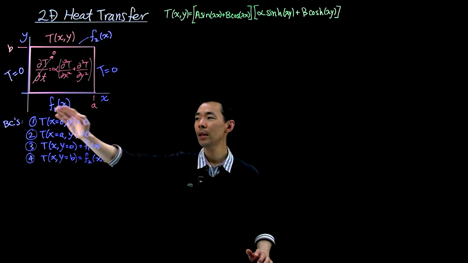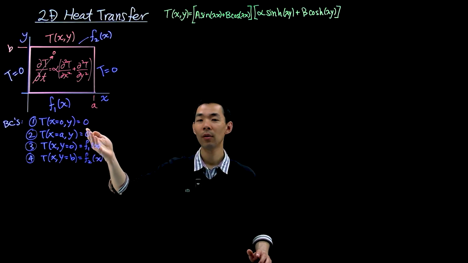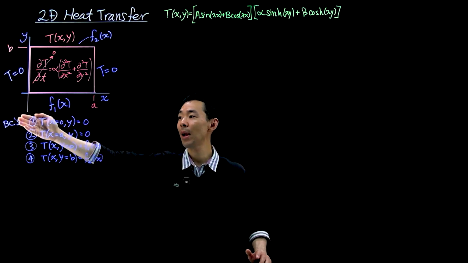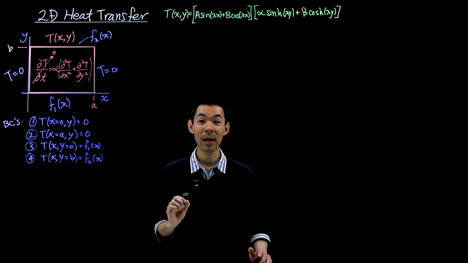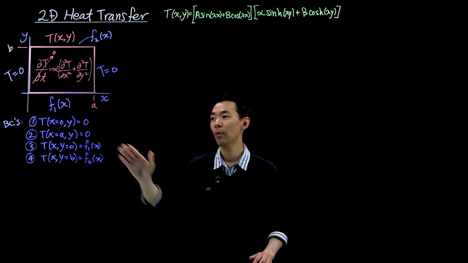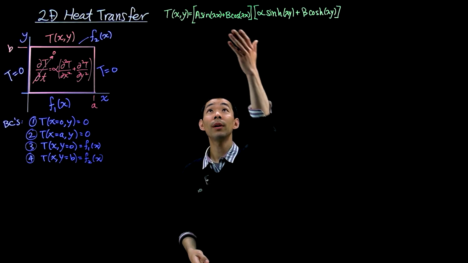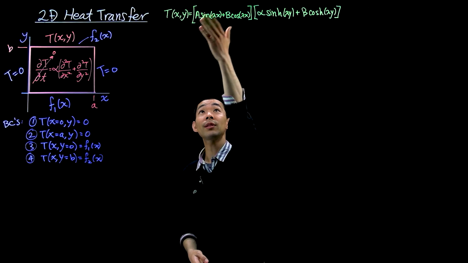First, the boundary condition 1, which is at the left-hand boundary at x equal to 0, the temperature is fixed at 0. Now we're going to plug in x is equal to 0. So sine of 0, this term dies.